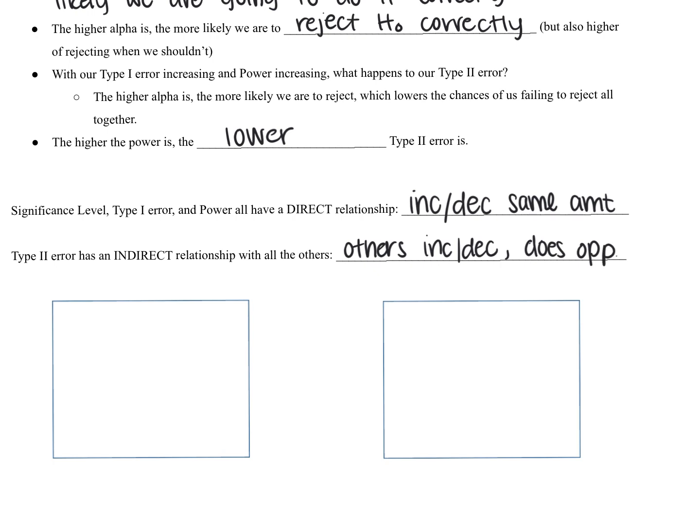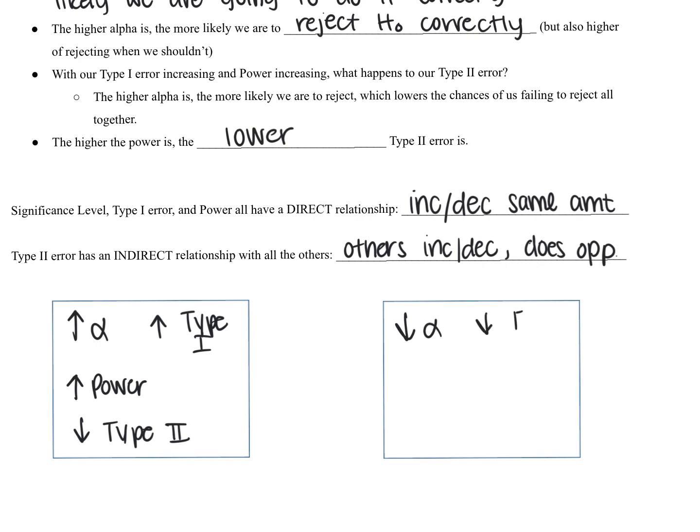It's better to look at this in a picture. If you increase alpha, you increase your type 1, and you increase your power, and you decrease your type 2. And if the opposite happens, you decrease your alpha, you decrease your type 1, you decrease your power, but you increase your type 2. So it's nice to put it all together in a little box.